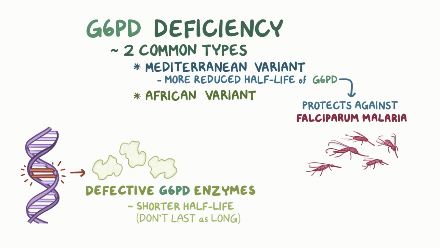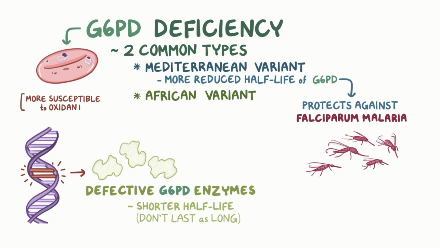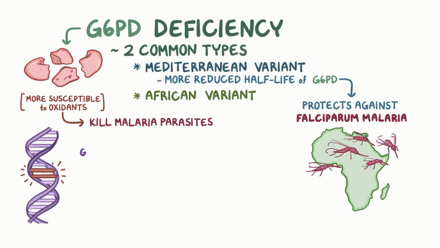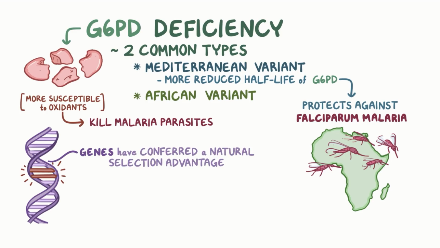G6PD deficiency makes a parasite-infected erythrocyte more susceptible to dying from oxidants, which means it will also kill the malaria parasites. So, despite the obvious downside to having any of these diseases, they do offer an upside when it comes to warding off a malaria infection. In fact, because malaria has historically circulated in Africa, the genes underlying these diseases are thought to have conferred a natural selection advantage, and therefore became more common in the genetic pool.